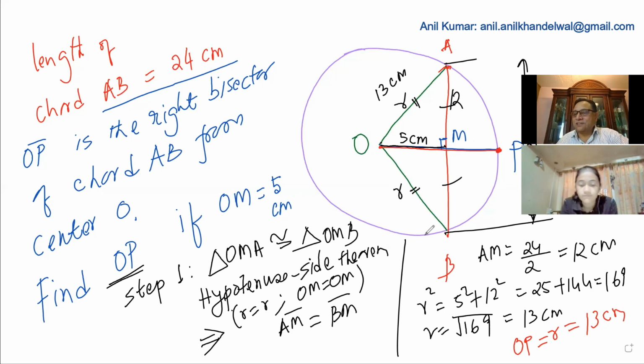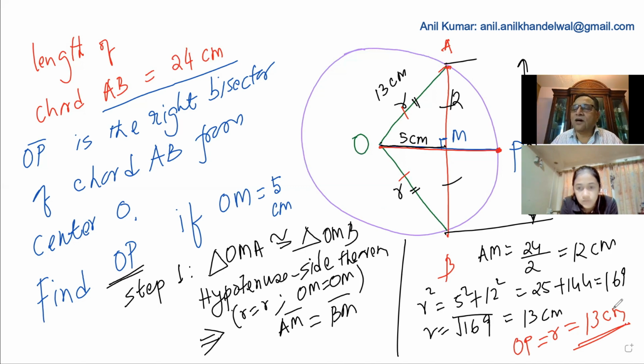So it's kind of tricky. Sometimes you do not see it properly, but now is it visible? So that is how you will find OP, which is also the radius. It is the same as OB or OA, correct? So that is how you will solve this particular question.